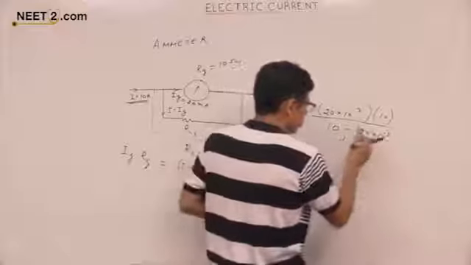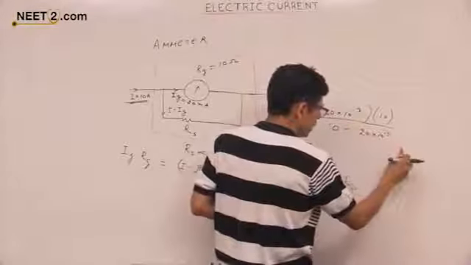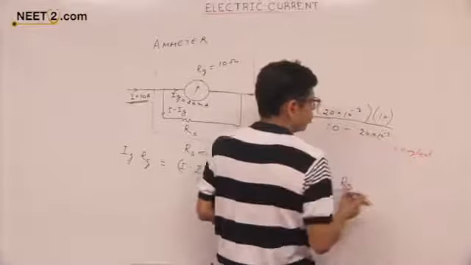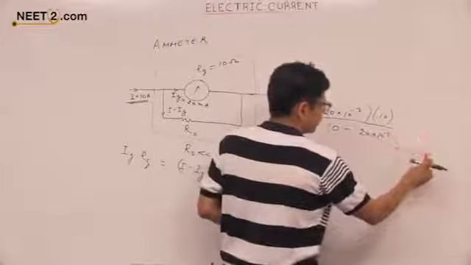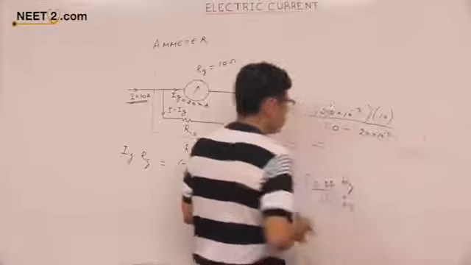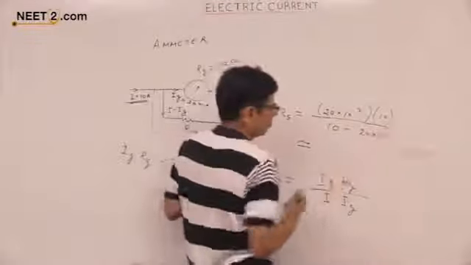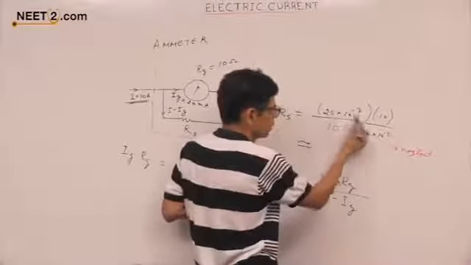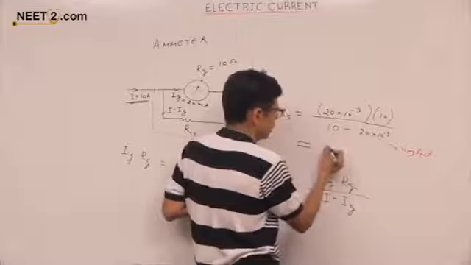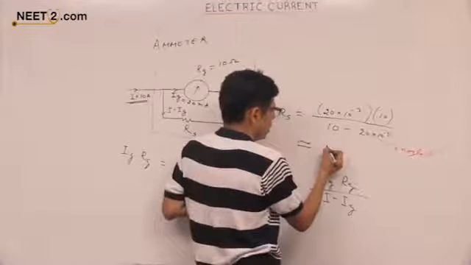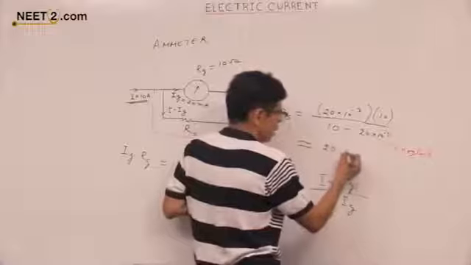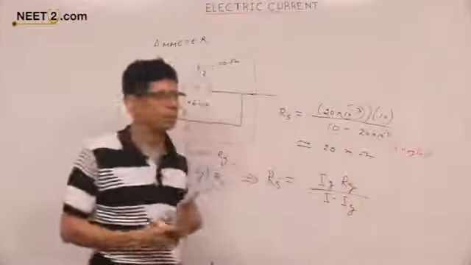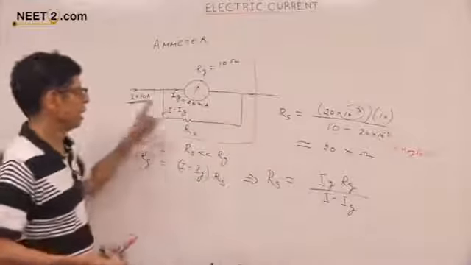So this is gone. This is neglected in a quick calculation, unless somebody wants extreme accuracy, which may not be warranted. So you neglect that, and you're left with this cancelling with that, and so the answer is 20 milliohms. So that's how it works.